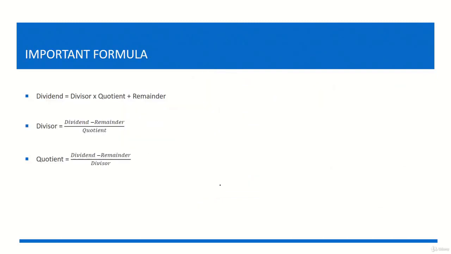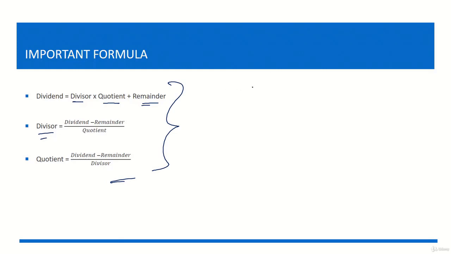There are three formulas that you should remember. One is dividend is equal to divisor into quotient plus remainder, right? And divisor is equal to dividend minus remainder divided by quotient. Quotient is equal to dividend minus remainder by divisor. These three formulas you should know.